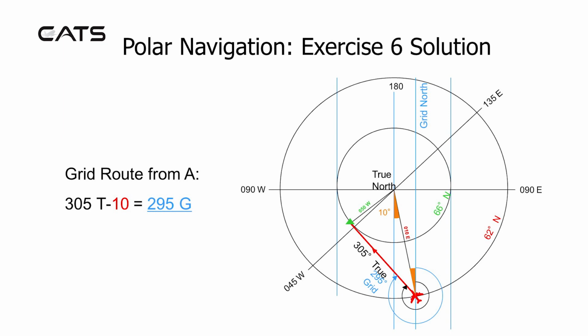Grid north can be transferred through the aircraft position, and a line can be drawn round from grid north depicting a track of 295 grid.